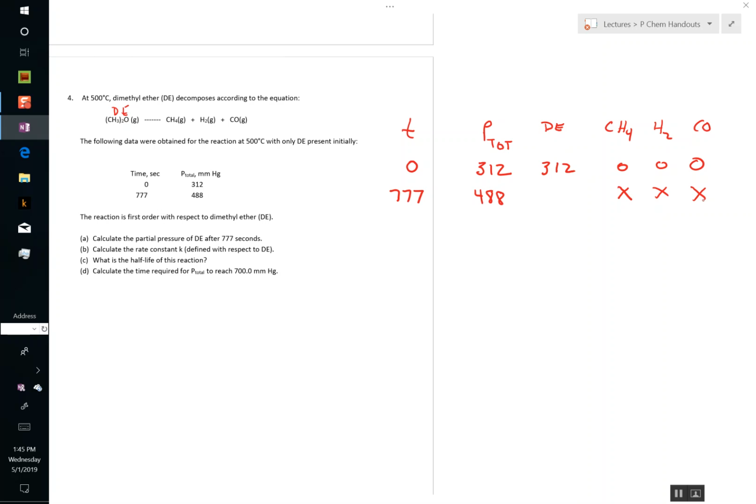No, 312 minus that. Yeah, 312 minus X. But the total pressure increased. So more moles around the right side. Let's say for a second we started out with 1 mole of DE, and you get 3 moles. At some time here, you're going to have 4 gases contributing to the total pressure. You started out with only 1 gas.